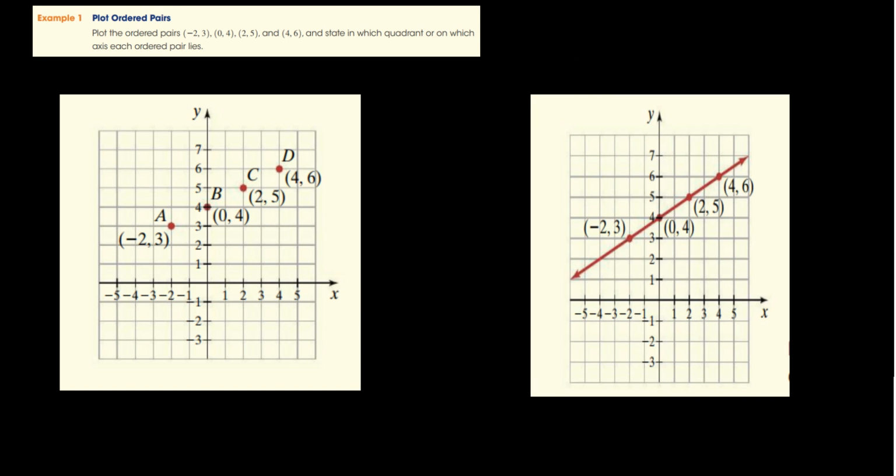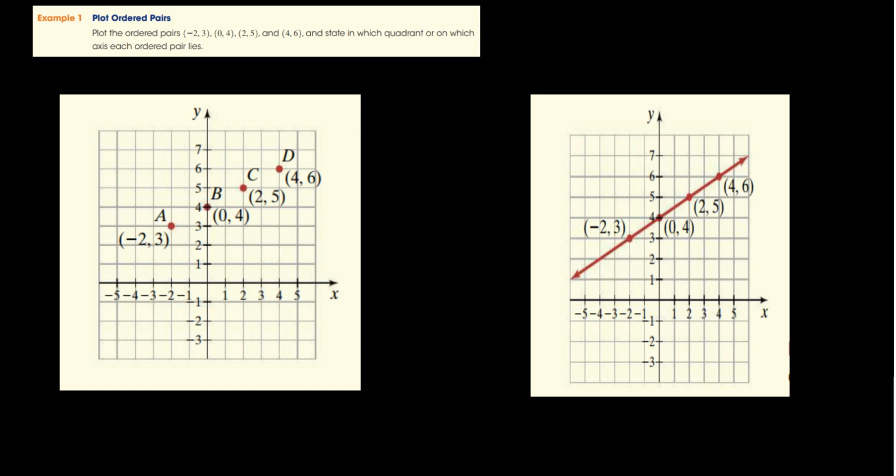So this example reads, plot the ordered pairs (-2, 3), (0, 4), (2, 5), and (4, 6), and state which quadrant or on which axis each ordered pair lies. Okay, so let's start here with (-2, 3). What you do is you start here at the origin, and the -2 means we go left 2 units, and the 3 means we go up 3 units, and we hit this point A.